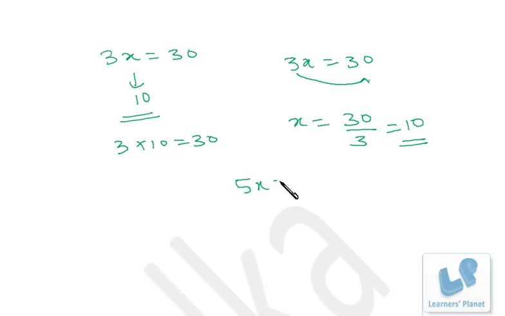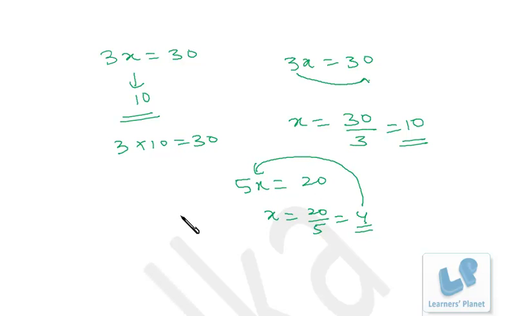Similarly, suppose 5x is equal to 20. So 5 is multiplied over here, so if it goes to this side, it will be divided. So it's 20 by 5, that is 4. Now you can very well verify. Put the value of x, 4, over here. So 5 into 4 is 20. This side and this side is also 20. So the equation is balanced.